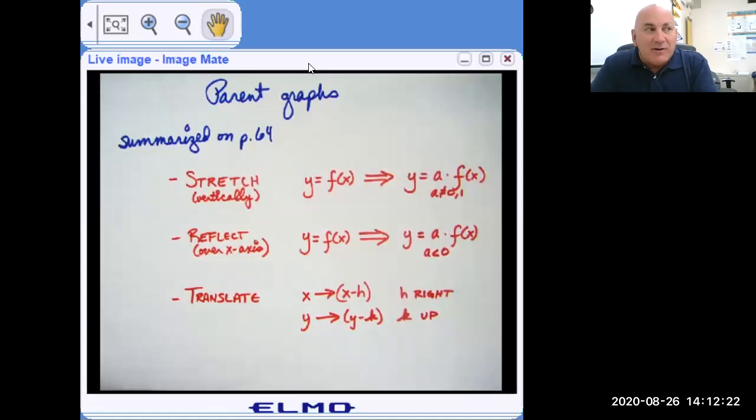Here is some information about parent graphs. If we want to stretch a graph vertically, make it taller, we multiply the entire function by a, as long as a is not 0 or 1. If we want to reflect it over the x-axis, that a value has to be negative, because then your positive y values will become negative y values, and that'll flip you over the x-axis. And to translate, if you replace x with x minus h, you go h units to the right, and y with y minus k, you go k units up.